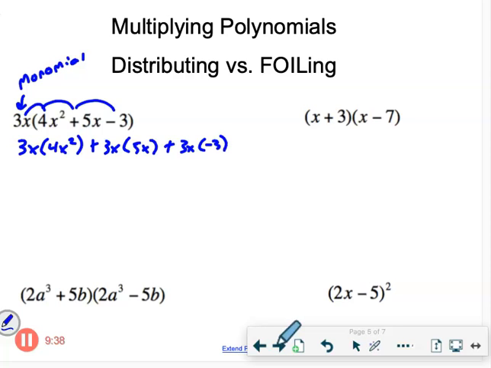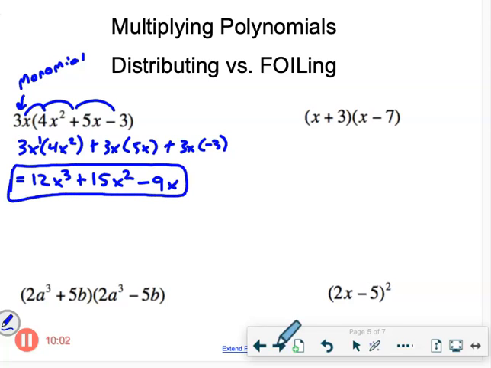Okay, so when you multiply these, you can multiply the coefficients. 3 times 4 is 12. Now we're adding exponents. We have x and x squared. That gives us x to the third. 3 times 5 is 15. X times x is x squared. And then 3 times negative 3 is negative 9, and then we have x attached to that. So that would be how we use distributive property with a monomial. Okay. Next one, it's a binomial and a binomial, so we have to FOIL this.